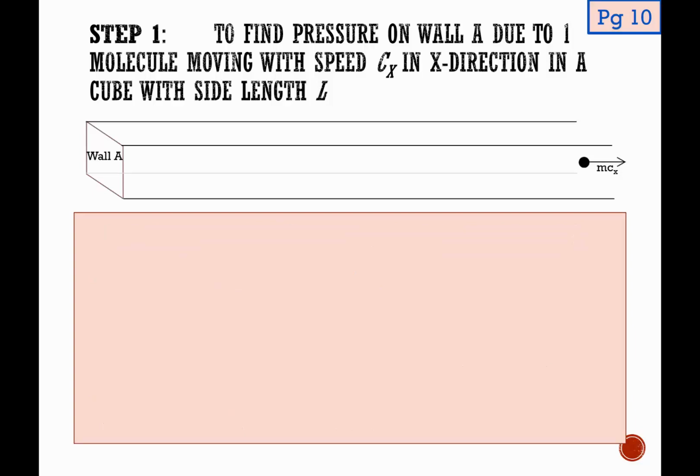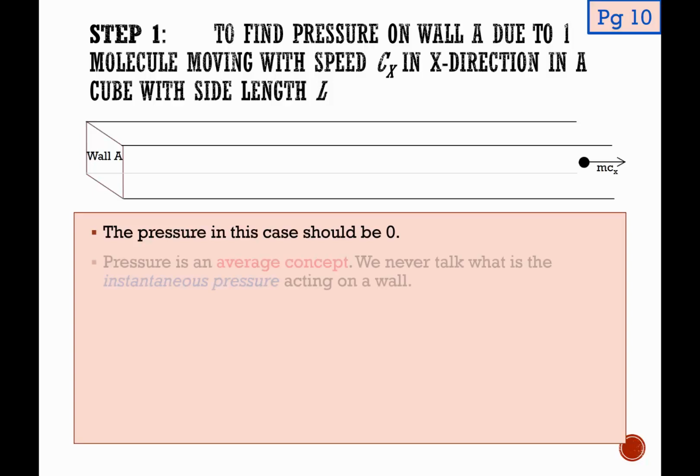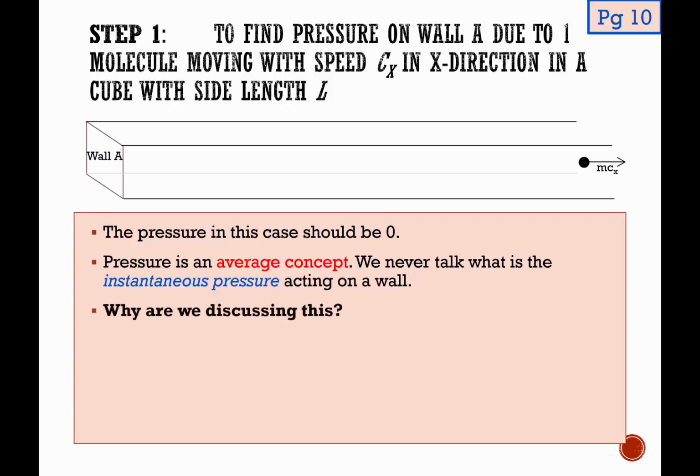So think about this. The pressure should in this case be 0. You must remember pressure is actually an average concept. We rarely or even never talk about the instantaneous pressure acting on the wall. In all the time that we are talking about pressure, it is always about the average pressure. And you may be thinking, why are we even discussing this?